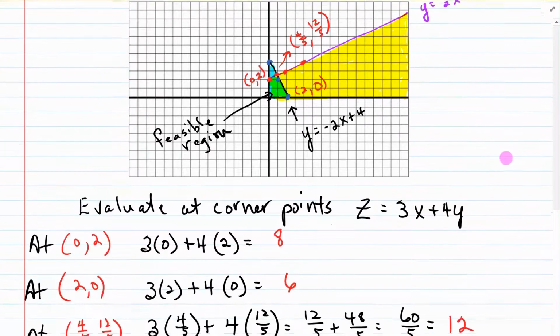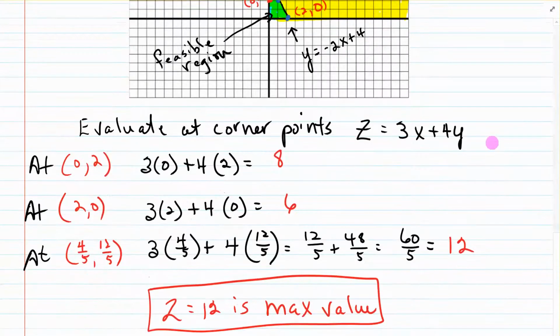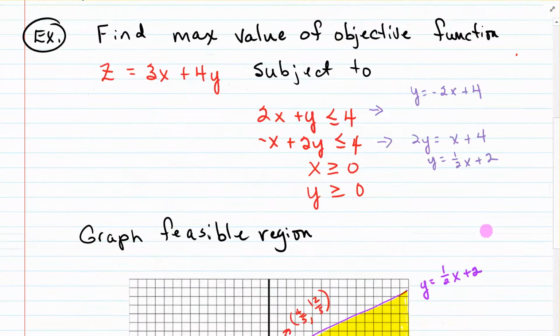So at the corner points that we've defined right here, we're going to plug in. We have 3 times the x value, which is 0, plus 4 times the 2, and so that gives me 8. Remember, we're plugging into this. At (2, 0), we end up with 6. At (4/5, 12/5), we end up with the number 12. So as you look at 8, 6, and 12, 12 is the maximum value, and that's what you were looking for.